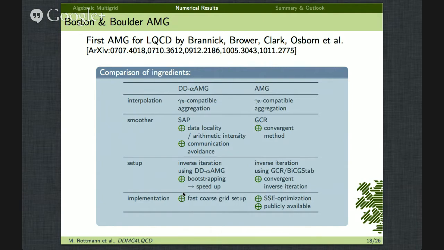Yes. So yeah, we are now comparing the Boston and Boulder AMG with our AMG, with our DD Alpha AMG. The Boston and Boulder AMG was the first one for Lattice QCD by Brannick, Brauer, Clark, Osborne et al., published in these references here. And first of all, I would like to compare the ingredients to find out where the differences are, what we have in common. So first of all, the interpolation is basically the same.